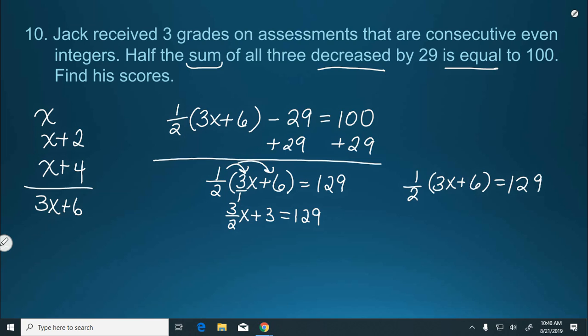Here, if I multiply both sides by 2 to get rid of the fraction, I get 3x plus 6 equals 2 times 9 is 18, carry the 1. 2 times 2 is 4 plus 1 is 5. 2 times 1 is 2, 258. All right, so now I'm going to solve both these sides.